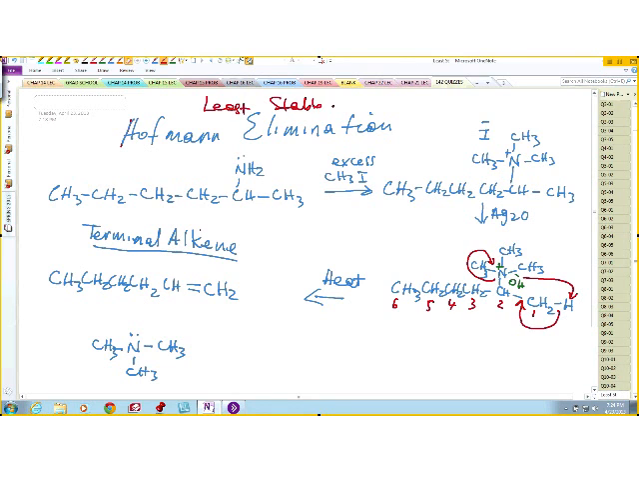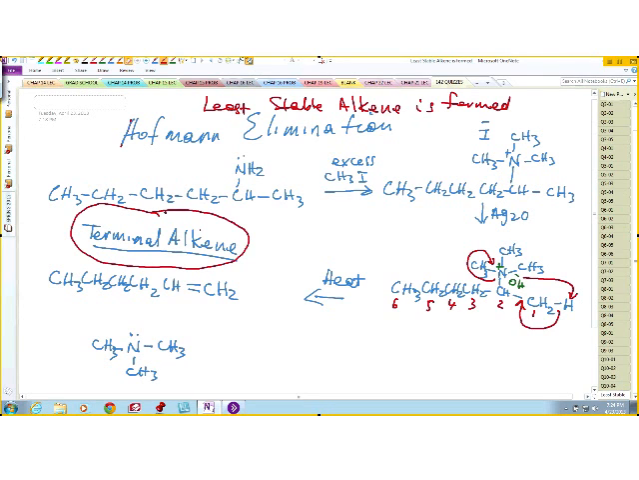Least stable alkene is formed. And generally, that will be your terminal alkene. Okay? So that is the usefulness of the Hoffman elimination. If you want to specifically make a terminal alkene, or you want a reaction that will give you the less stable alkene, then you want to use the Hoffman elimination. In this case, you can see right here. So that is the most important feature of the Hoffman elimination.